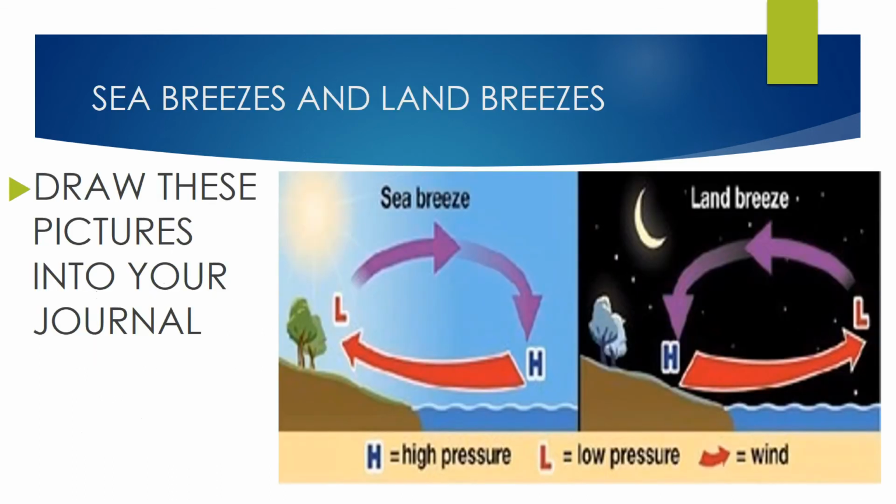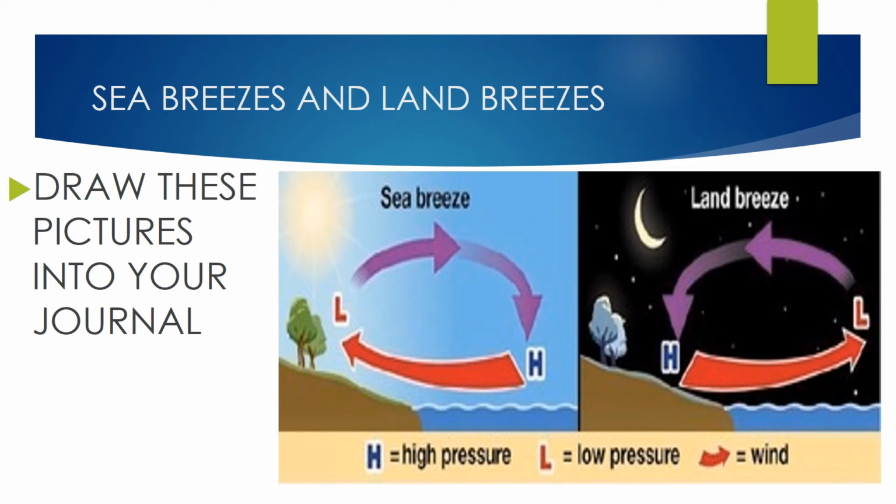So here's what I need you to do with these two pictures. This is an example of a sea breeze and an example of a land breeze. Left is sea breeze, right is land breeze, as it's labeled there. Please draw these pictures in your science journal so you know the difference between them. This is a great example of a local wind where air is constantly moving.